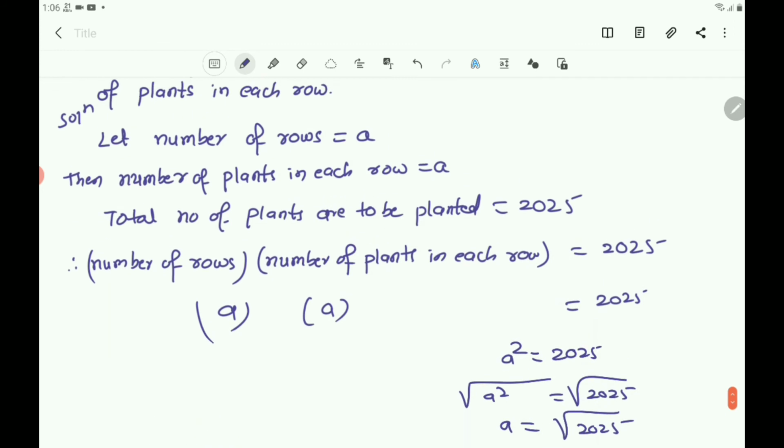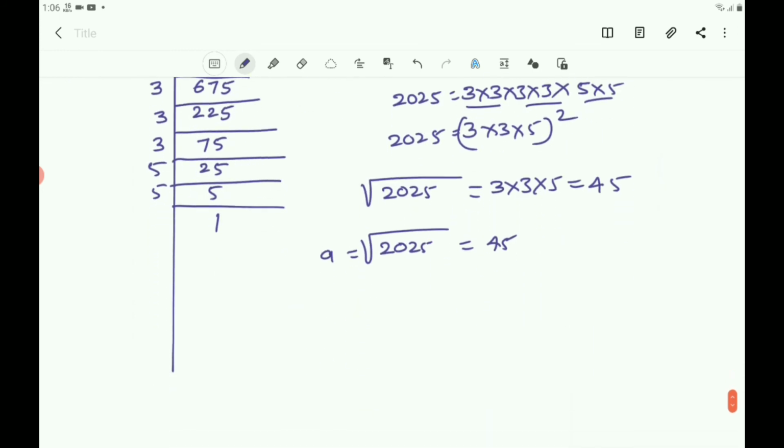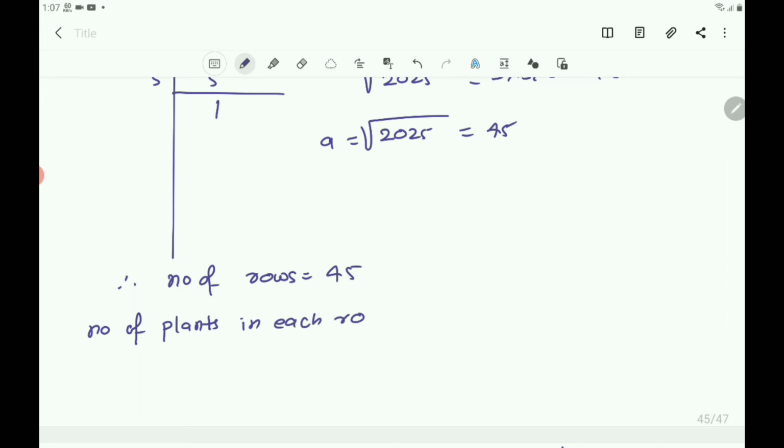The question is to find the number of rows and the number of plants in each row. Therefore you write: number of rows equals 45. Number of plants in each row is also 45.